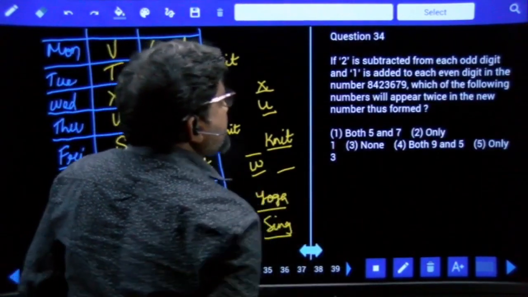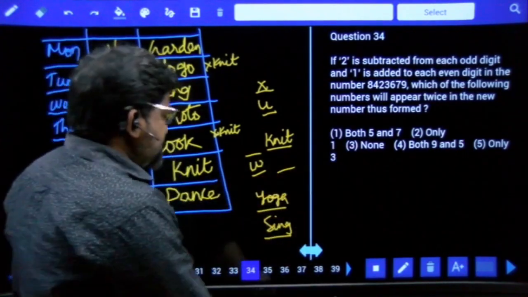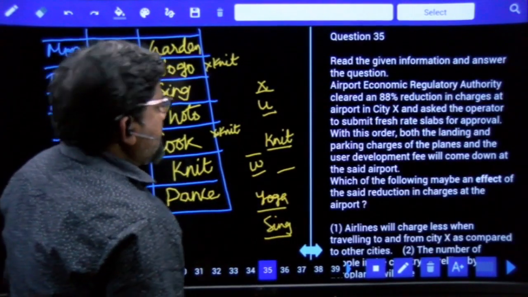34. What is this 34? Let's see. If 2 is subtracted from each of the odd digits. Yes, even digit. Very easy. You can do that.